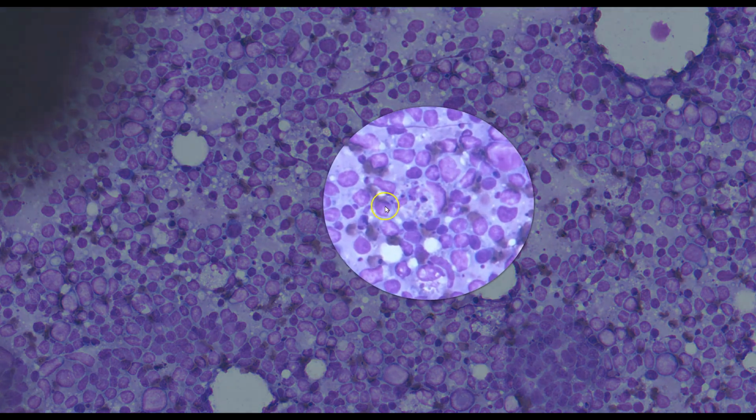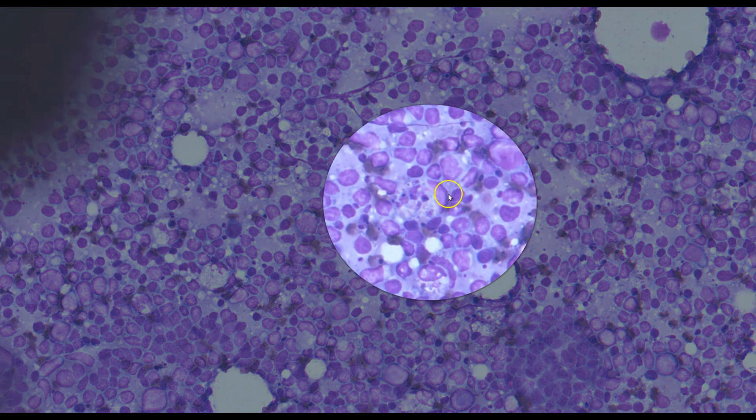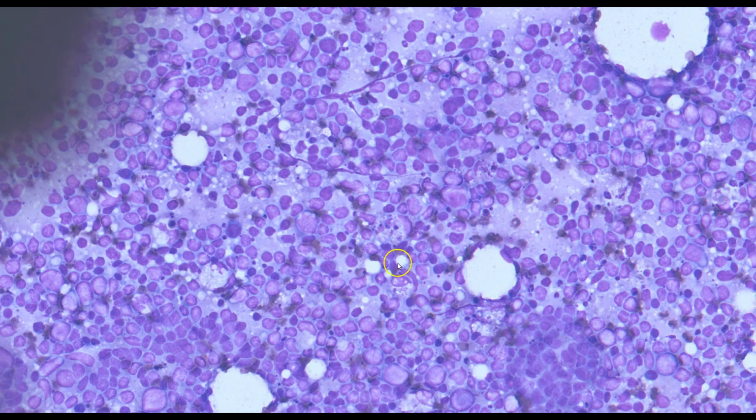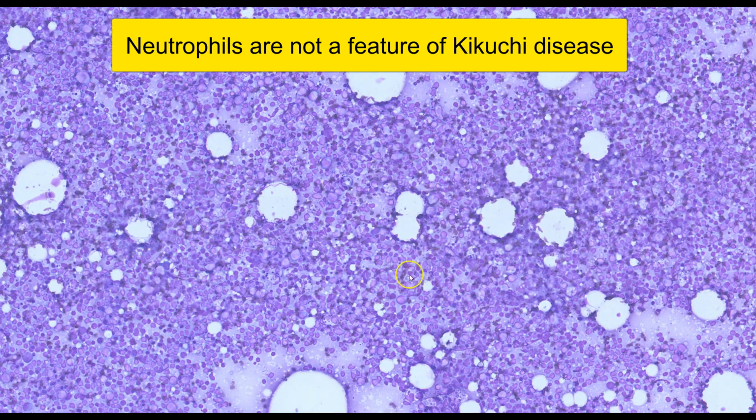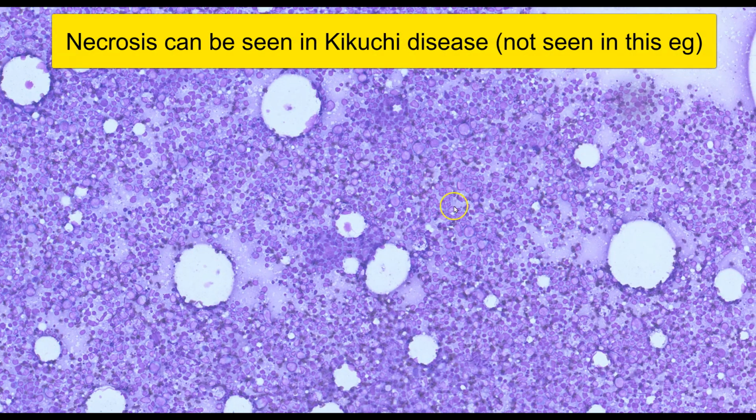And here is a particularly classical example of a crescentic histiocyte with the crescent-shaped eccentric nucleus and karyorrhectic debris in the cytoplasm. You will also notice that we do not see significant numbers of neutrophils in the background, and we also don't see frank necrosis, even though there is a lot of this karyorrhectic debris within the histiocytes.